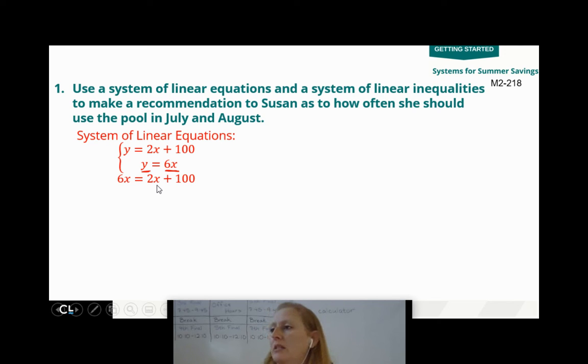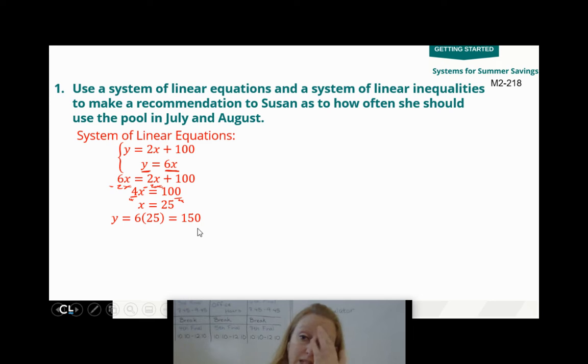I'm going to go ahead and subtract 2x from both sides. 6x minus 2x is, of course, 4x, and that now equals 100. If we divide by 4, I believe that gives us 25. So I'll plug this in, and I don't care which equation you plug it into. I'm going to plug it in the second one because why not? So instead of 6 times x, we'll do 6 times 25, which is 150.